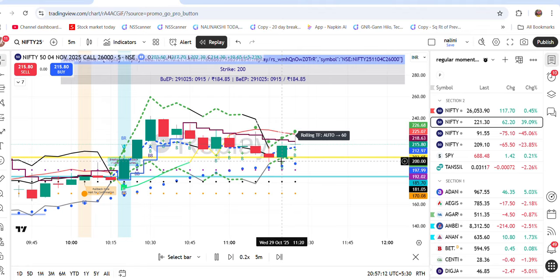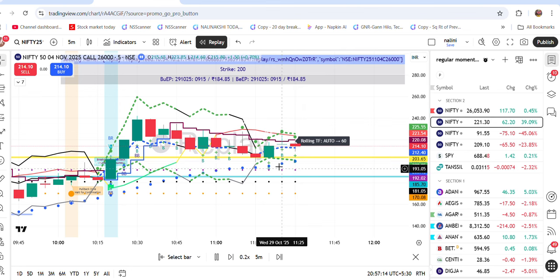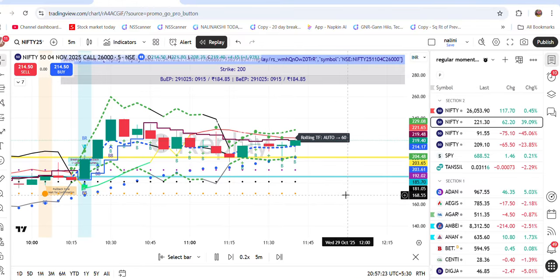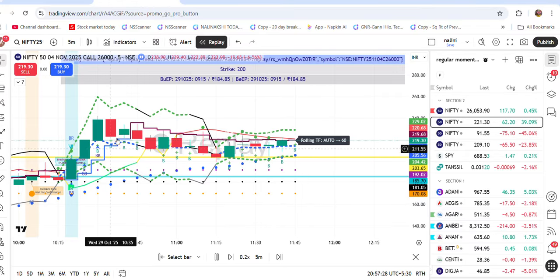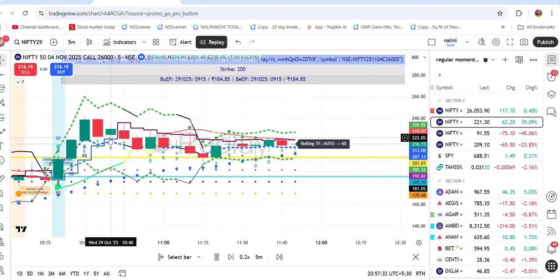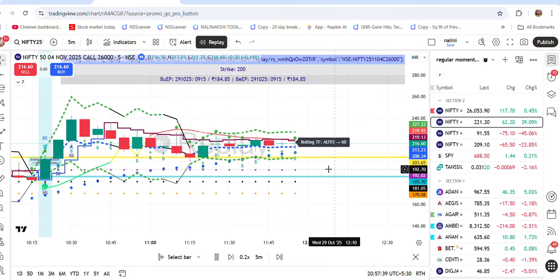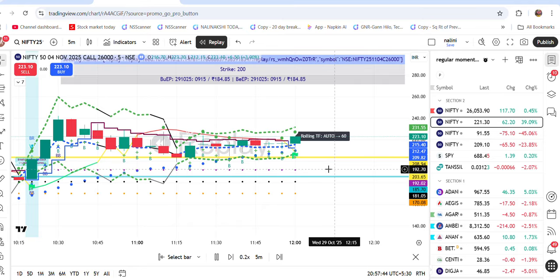See, it came down around 11:25, touched the level of 203. If I place the cursor, you can see 203, and then again it has moved. Now 11:30, it is positive. The trend is positive, though it is going sideways. You can see after the pop-up, from 10:35 to 11:50, almost 1 hour, it has gone sideways. But sideways in a bullish way. Let us wait and see.